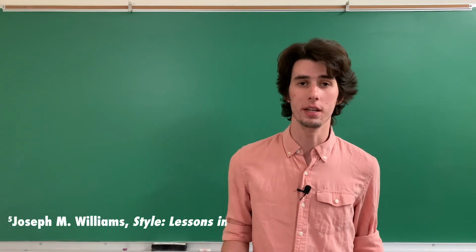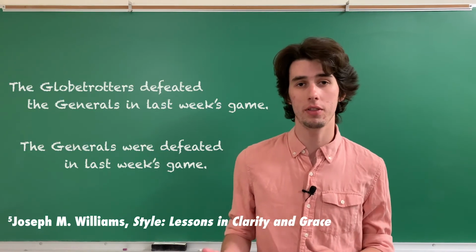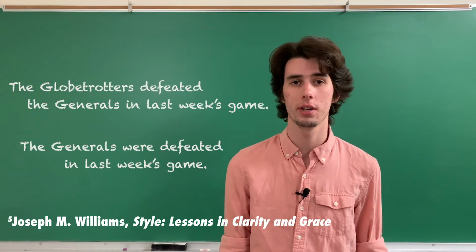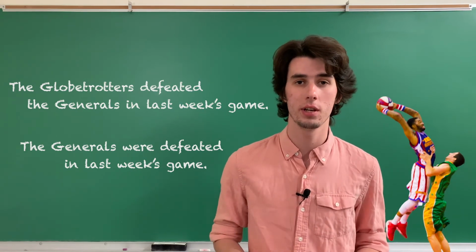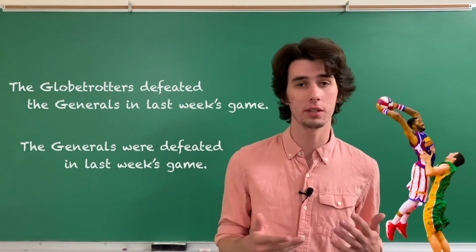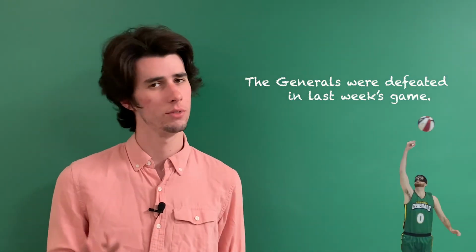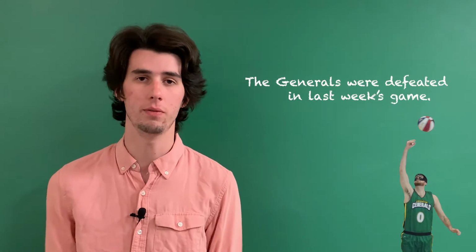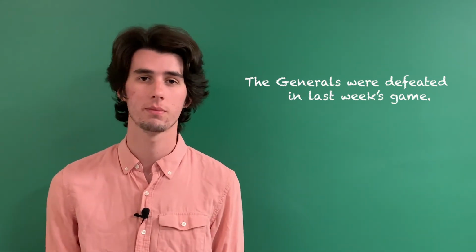One example he gives is writing from a specific point of view. Take our earlier example about the game between the Globetrotters and the Generals. If you're a Globetrotters fan, you'd probably write this sentence in the active voice, because in your mind, the important subject of the sentence is the Globetrotters. But if you were a Generals fan, shout out, you'd probably write it in the passive voice, because to you, the Generals are the subject of the sentence.